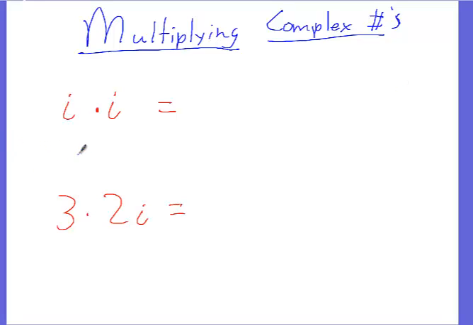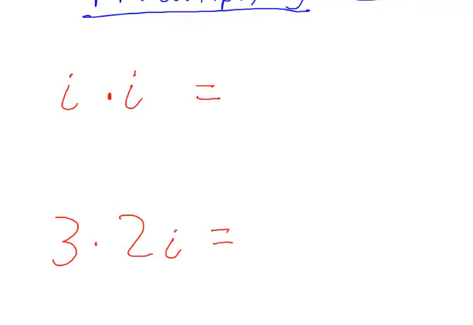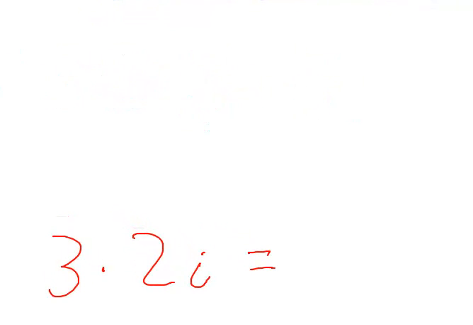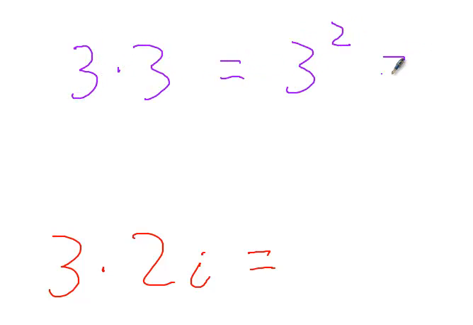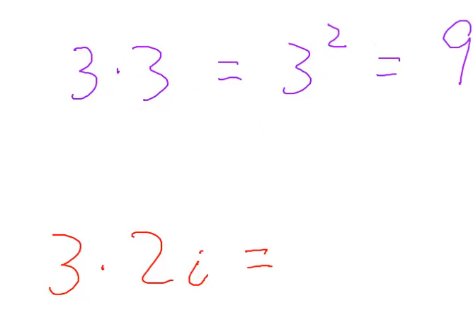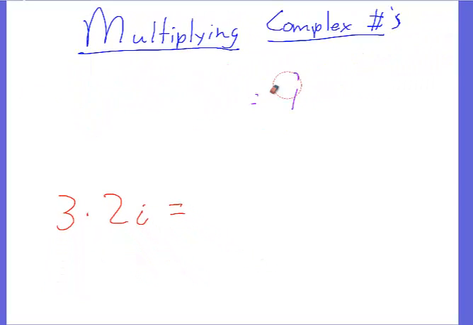So, let's say, for instance, we have, I'm going to erase this problem for now. So, let's say we take 3 times 3. Well, we know that's equal to 3 squared, which is equal to 9, because you multiply anything by itself, you just square it. Okay. So if we multiply x times x, well, that's just equal to x squared.